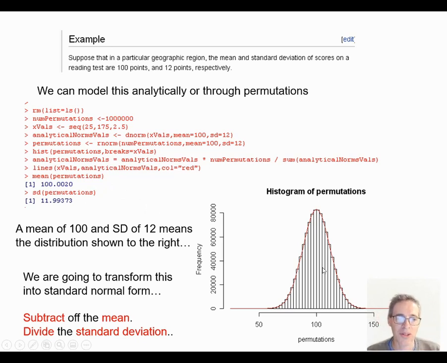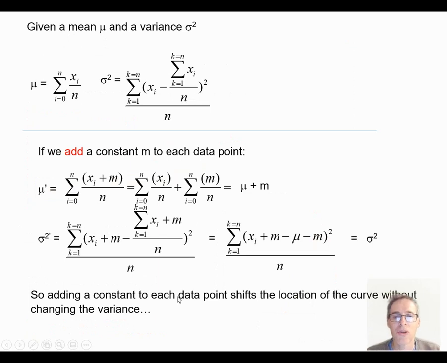So we know that actually for inference, we need to convert this into standard normal form. And the trick to that is going to be subtracting off the mean and dividing by the standard deviation. So we're going to go through two important proofs here. These proofs are going to be very useful for us in understanding why the t-test works the way it does.